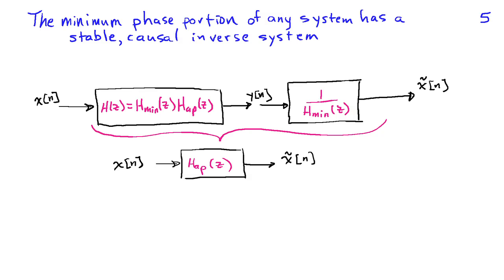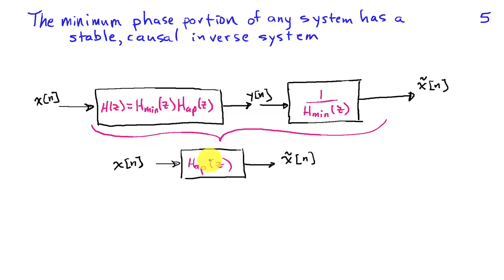Now, one value of this decomposition is that we can always equalize or invert the minimum phase component of h. And we can do this as follows. If I decompose h into a minimum phase component and an all-pass component, then I can take the output of that system and run it through the inverse system for the minimum phase component, because this has all its poles and zeros inside the circle, so I can get a stable causal inverse system.